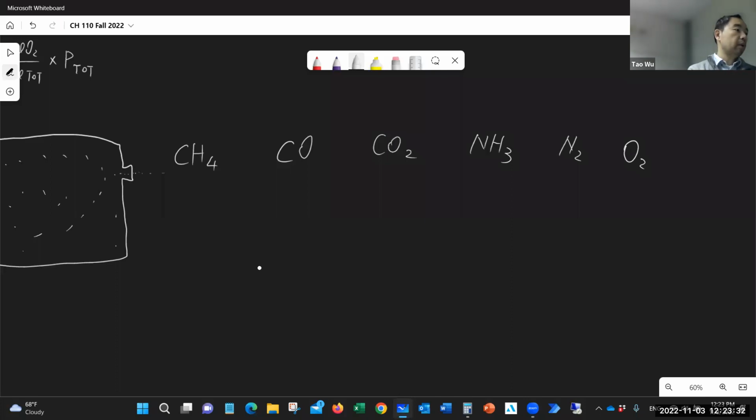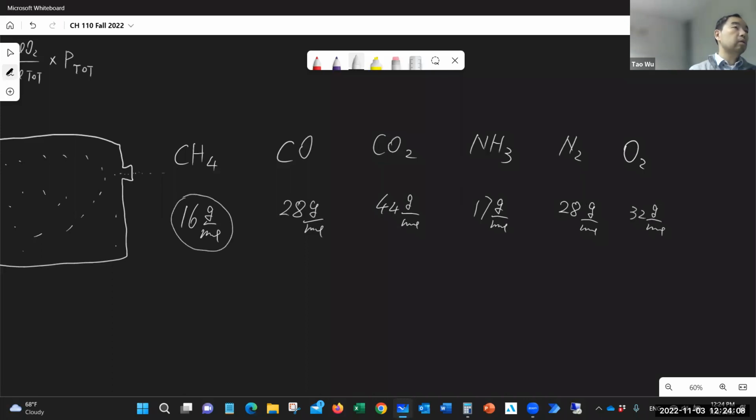Then you can see, okay, so methane, 16 grams per mole. CO, 28 grams per mole. CO2, 44 grams per mole. Ammonia, 17 grams per mole. Nitrogen, 28 grams per mole. Oxygen, 32 grams per mole. Okay, so which one? Methane. So methane is the gas that diffuses fastest.